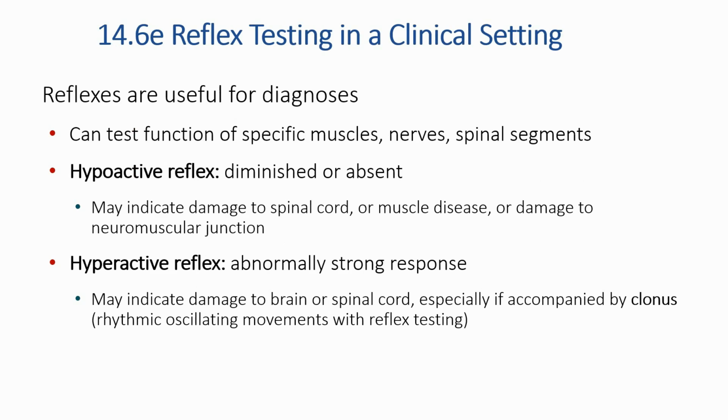Reflexes are useful clinically for diagnosis. When we do a reflex, we're checking all 5 parts of the reflex arc at the same time. There's no way to really separate them. So a hypoactive reflex is one that is diminished or absent, and that can indicate damage to the spinal cord or the muscle. And then a hyperactive reflex is an abnormally strong response, and that's going to be more indicative of what we call an upper motor neuron problem.